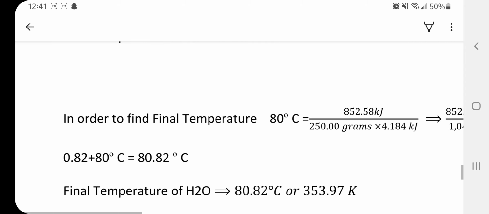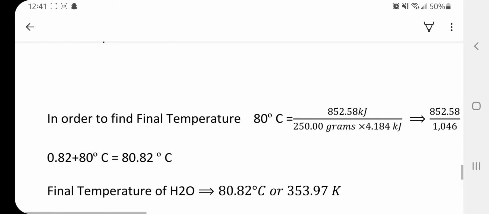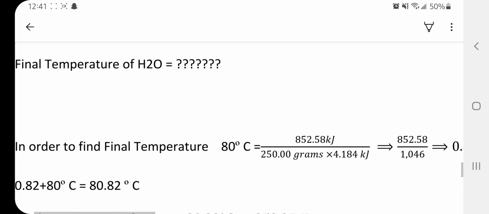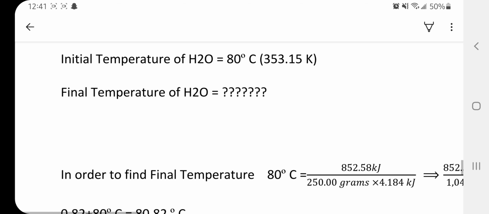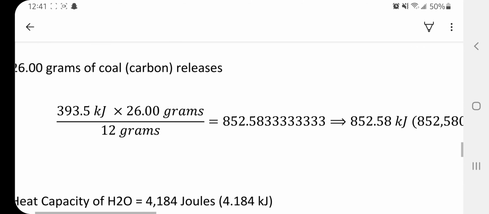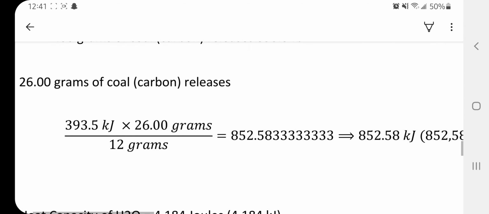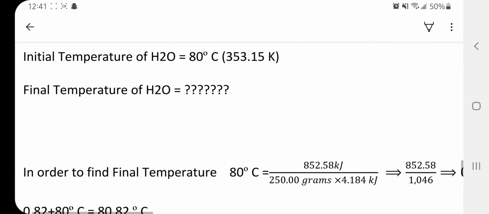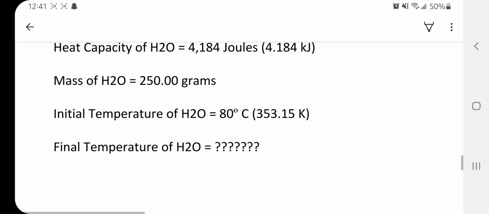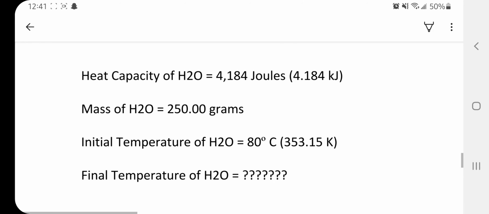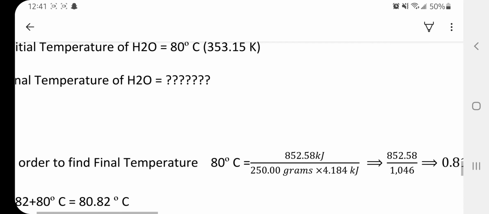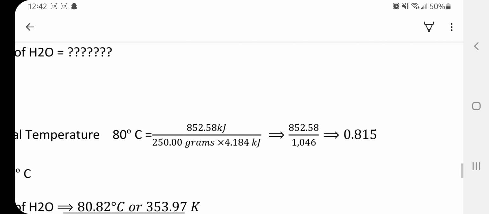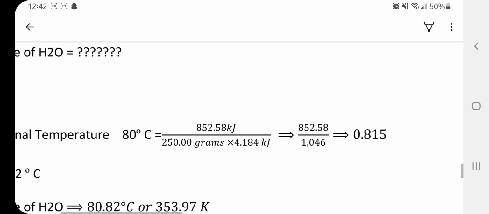Well, in order to find the final temperature, we take 80 degrees Celsius, which was the initial temperature, plus 852.58 kilojoules, which we get from the amount that 26 grams of coal releases, divided by the 250 grams, which was the mass of the water that we had initially, times 4.184, which is the heat capacity of water. And in doing this, we get 0.815.